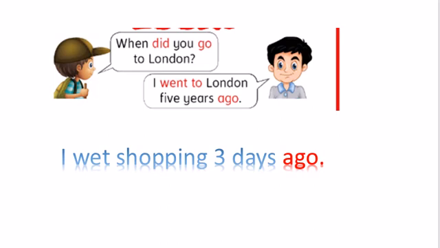We use ago to indicate when a specific activity happened in the past. 3 times ago, 5 years ago. Also, we use ago at the end of the sentence. I went shopping 3 days ago. So we use ago with the past simple at the end of the sentence.